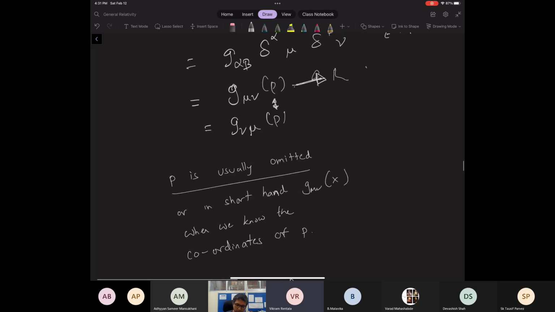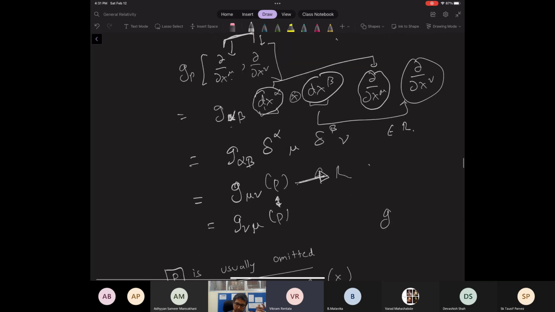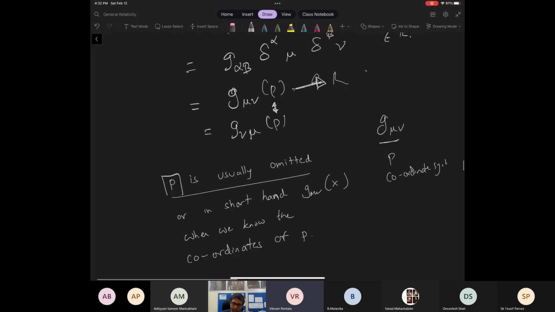So now usually we just omit the P. If you know which point you're talking about, then you'll say that there is metric coefficients G mu nu evaluated at some point P in some particular coordinate system. So you know the point P and you know the coordinate system you're using. Or if you want to be more specific, you say G mu nu at a particular point X, where this X refers to the coordinates of P.